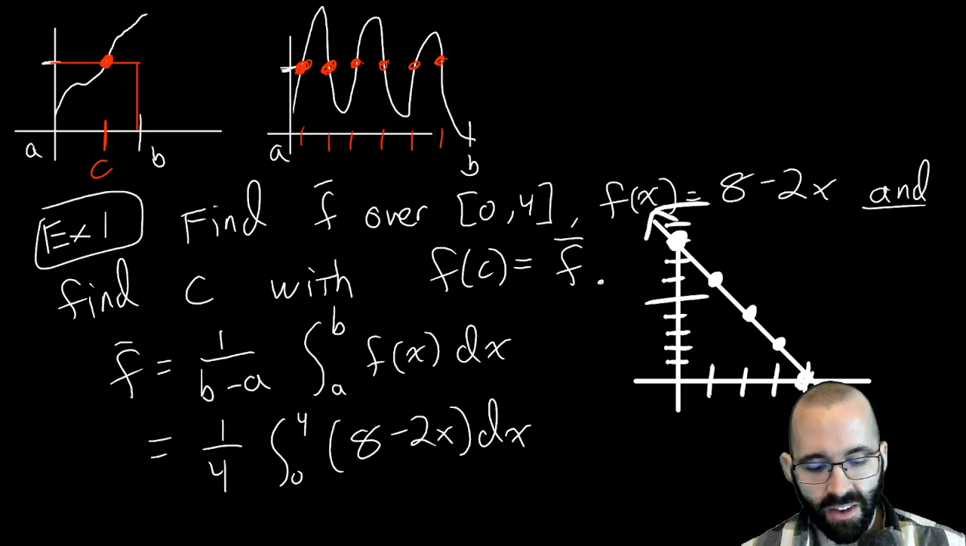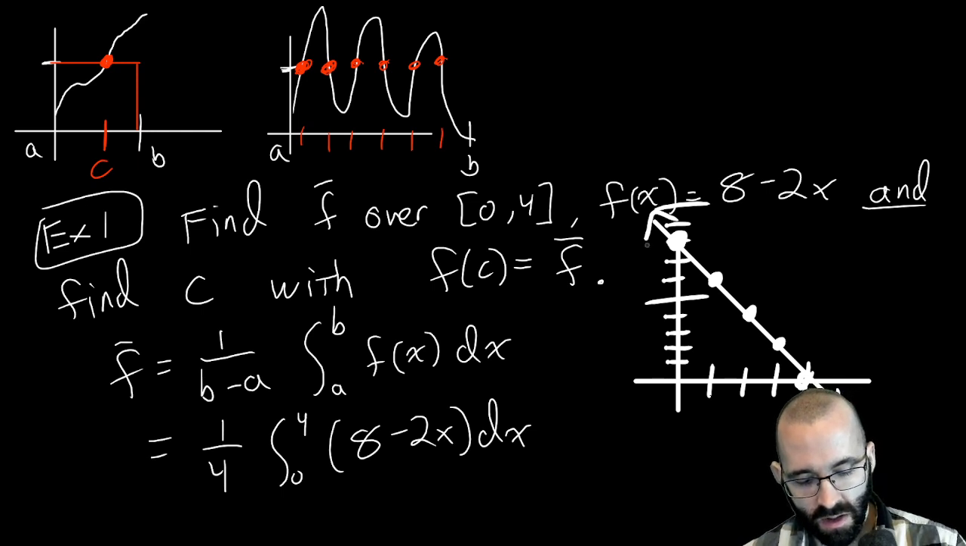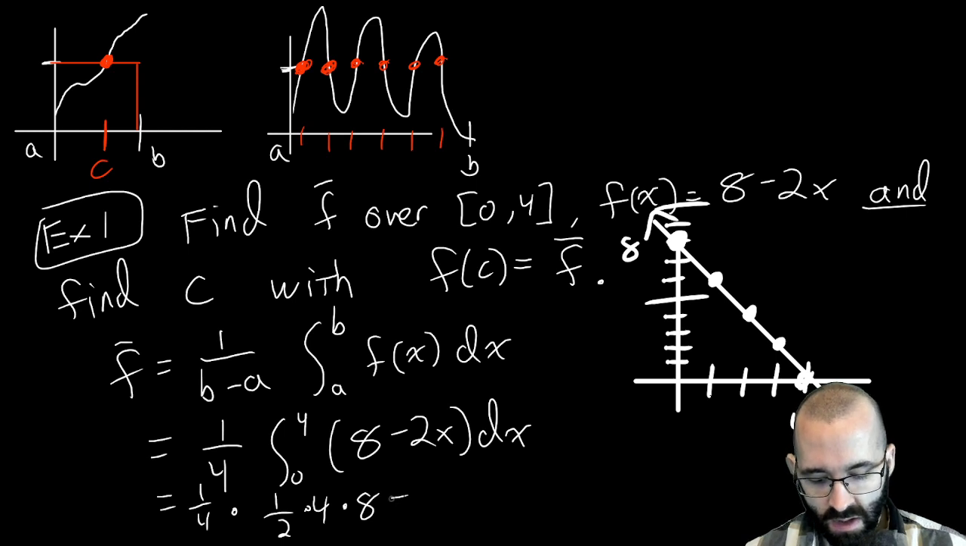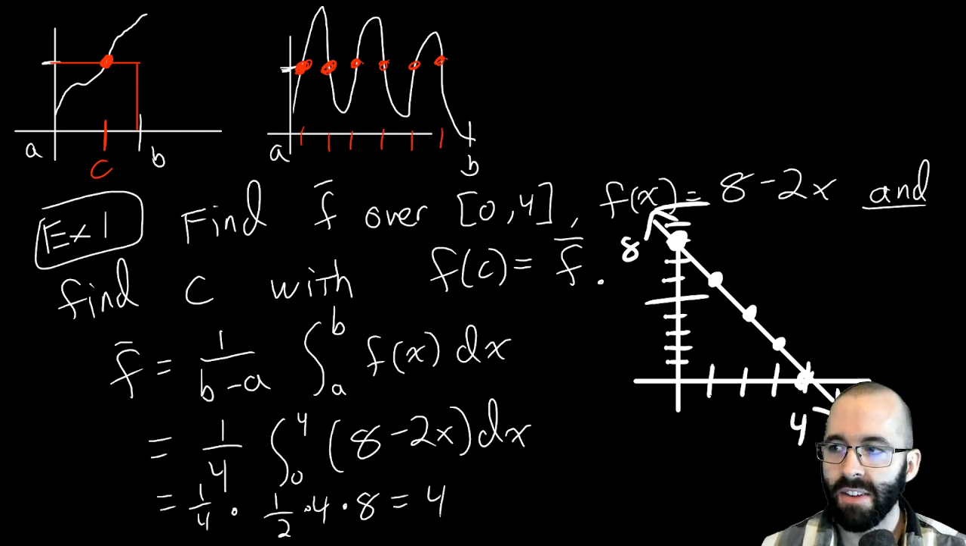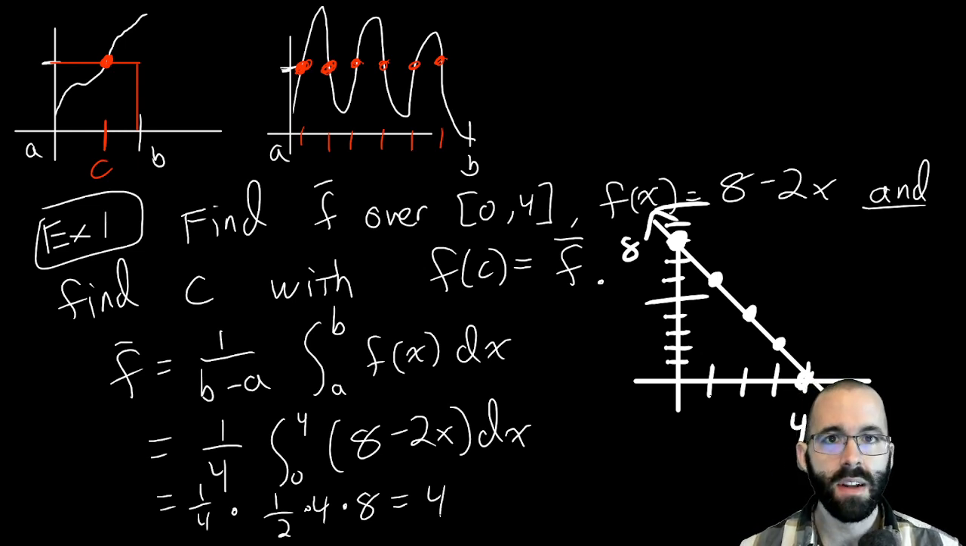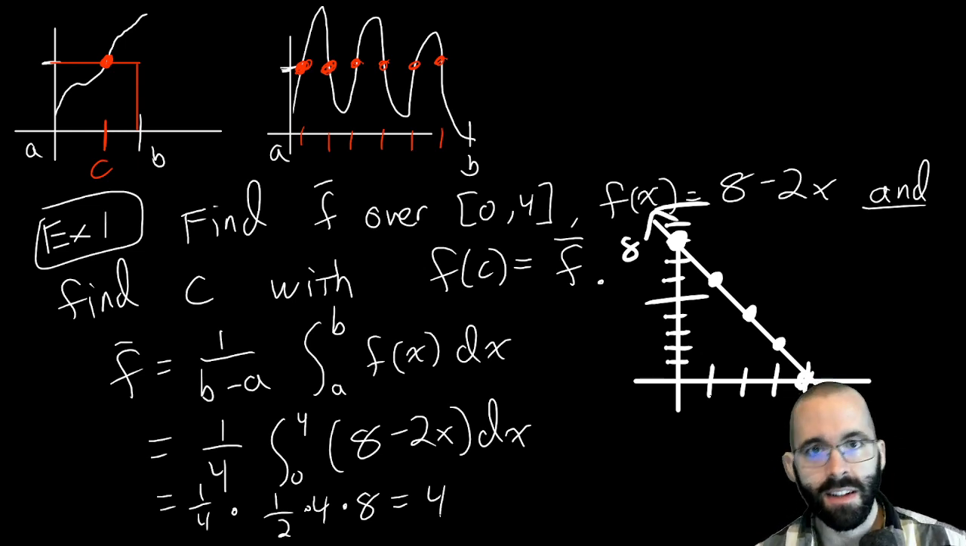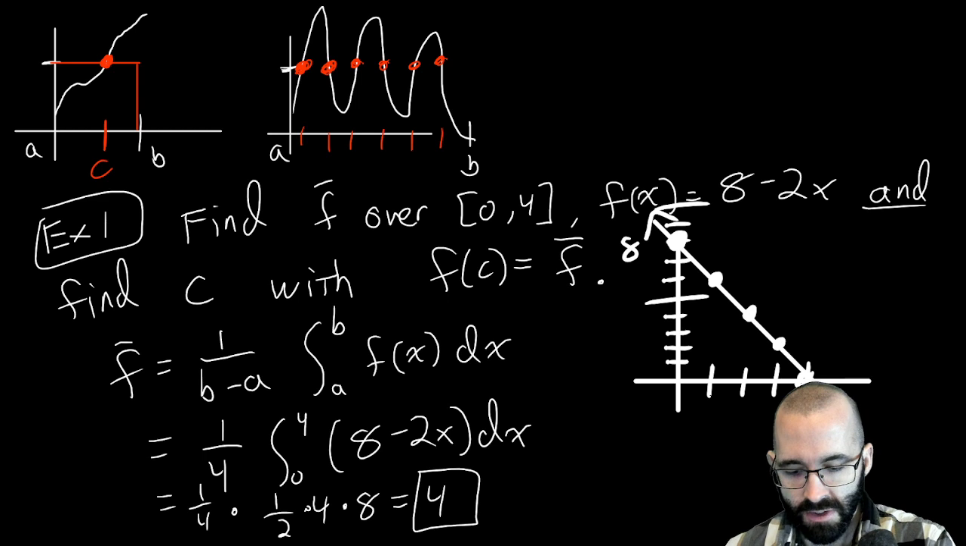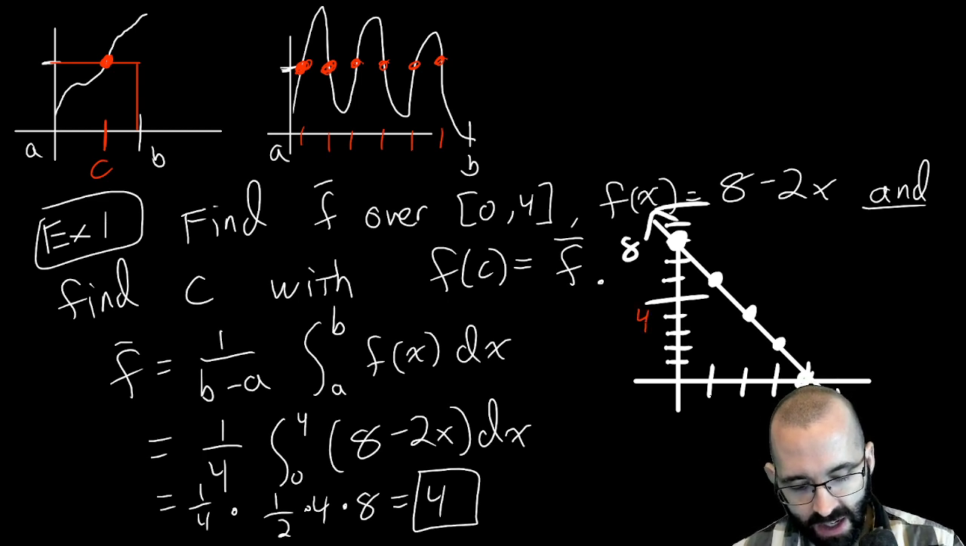So the average value is just the area, right? And from 0 to 4, that's just a triangle. 1/2 base times height. So this integral is the area, which is 1/2, the base, which is 4, times the height, which is 8. And we could simplify all of this to get 1/4 times 16, which is 4, which makes sense that the average value would be 4 here. Right? It's a straight line. So if it's a straight line and it starts at 8 and ends at 0, average value equaling 4 should make sense.